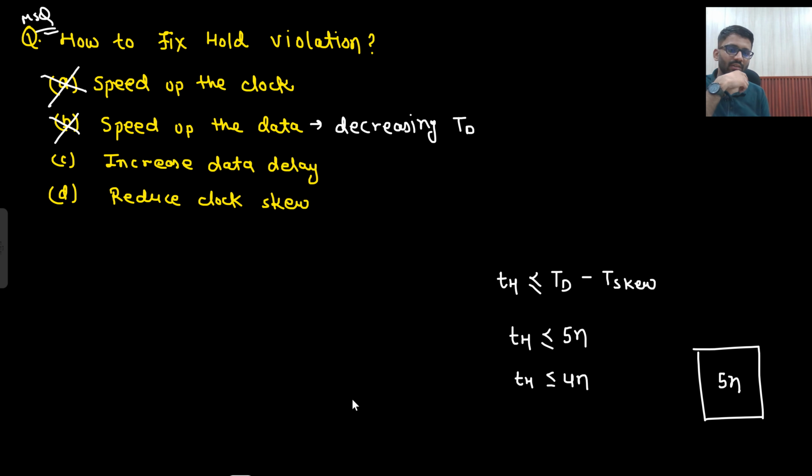Are you getting this point? Increase the data delay. If you increase it, then this value will go up. So now it is saying that maximum you can have 6 nanosecond, but you designed it for 5 nanosecond. Yes, you are happy. Reduce the clock skew.